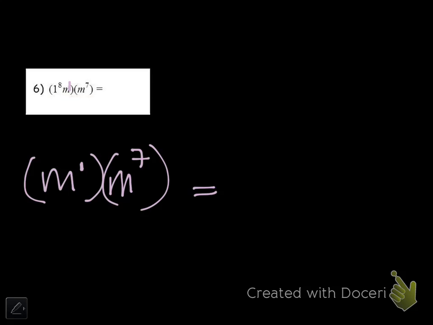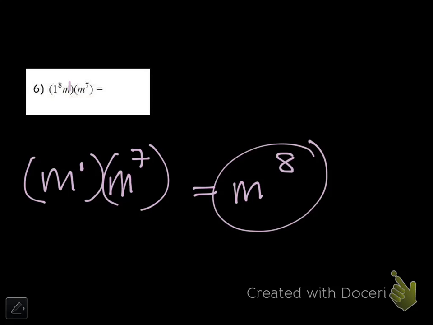Okay, 1 to the 8th is 1 times 1 times 1 times 1 times 1. Well, 1 times 1 itself, there's no negative, so it's just going to be 1. So then we're just going to have m. Remember, always put a 1 if you don't see an exponent. m to the 7th, so 7 plus 1 is m to the 8th.